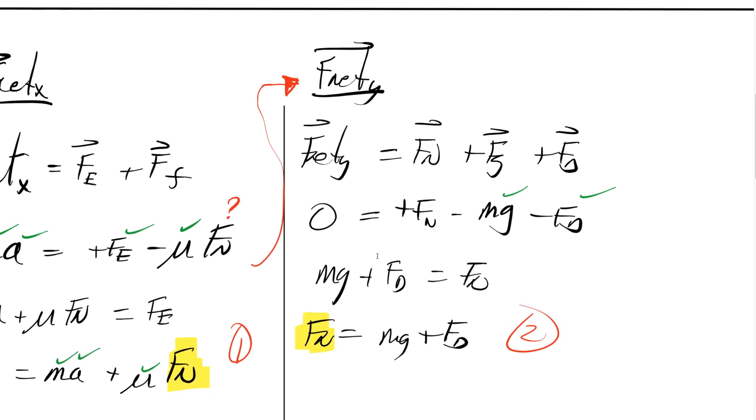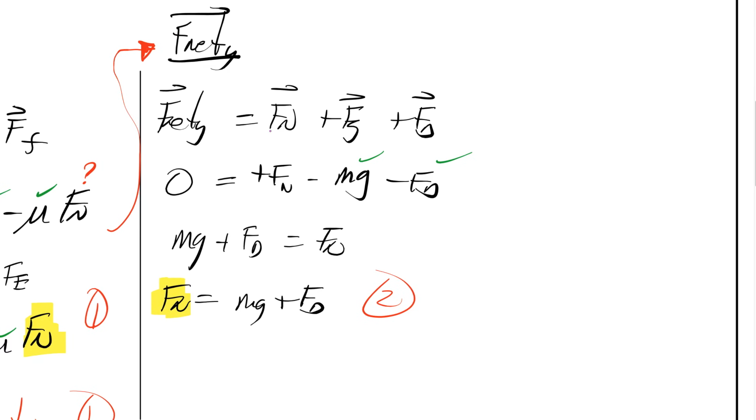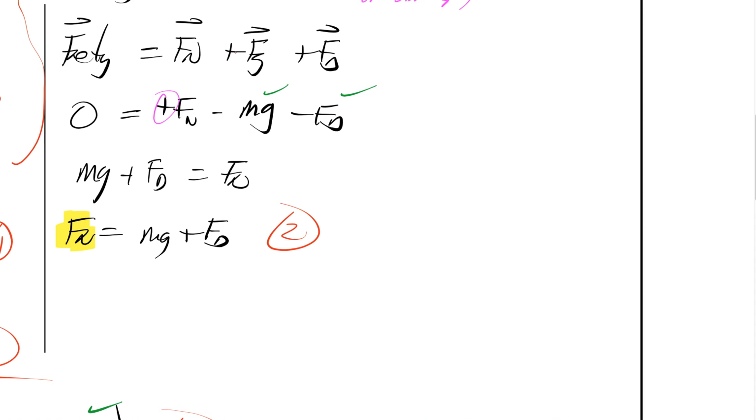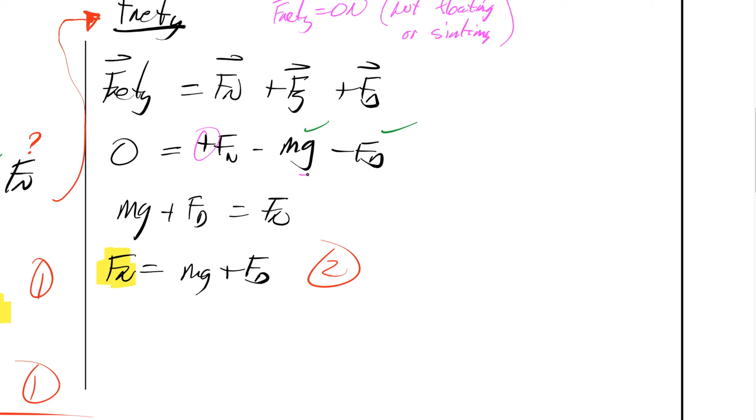So now let's go over to fnet y. So fnet y is equal to our fn plus our fg plus our fd. Now, the key thing to remember is that fnet y is 0 because it's not floating or sinking. So fnet y is equal to 0. Our normal force is in the positive direction because it is going up. Our force of gravity is negative, and the formula for the force of gravity is mg. Fg equals mg, of course. And then our downward force is negative. As you can see, we have now introduced the variable g and fd.